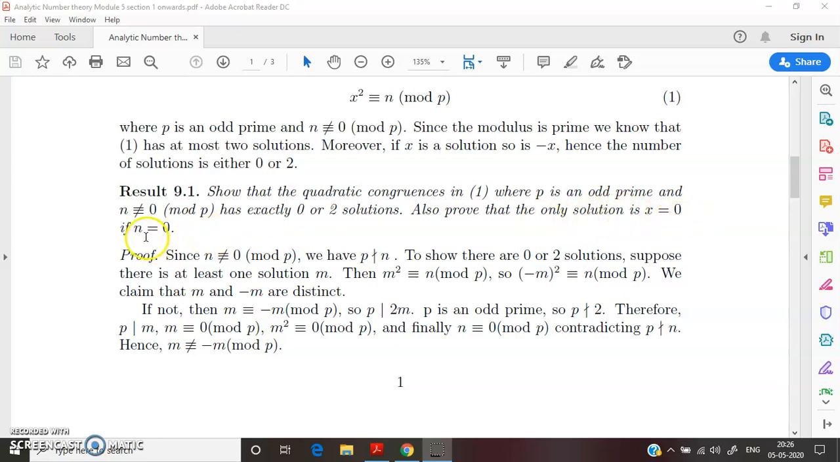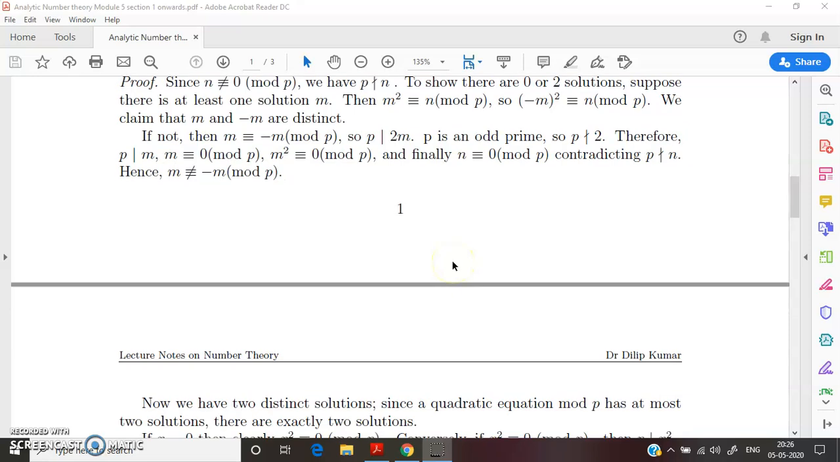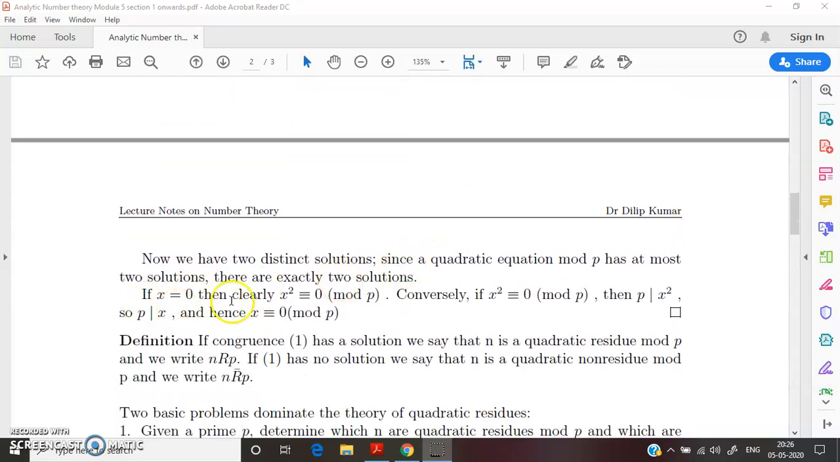Now the next part of the question is to prove that the only solution is x equal to 0 if n equal to 0. That part we have to prove. If x equal to 0, then clearly x square is also congruent to 0 mod p. That means x is a solution, so x square is congruent to 0 mod p. And conversely, if we assume x square is congruent to 0 mod p, then p divides x square. That means p divides x, and hence x is congruent to 0 mod p. So that completes the proof.